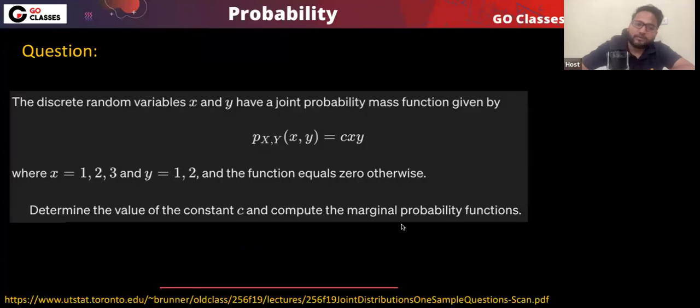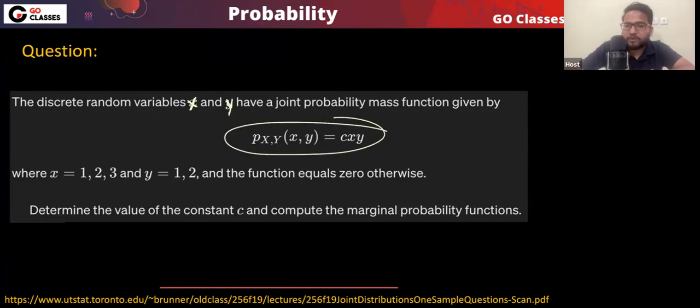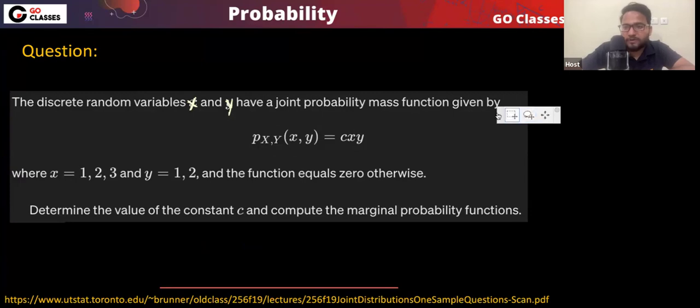So let's see this second question. The discrete random variables X and Y. Sorry, this is capital X and Y; it doesn't matter. X and Y have a joint probability mass function given like this, right? So what does this notation mean? Can anyone tell me what this notation means? I think I have used this kind of notation a little bit in module 1 also, right?